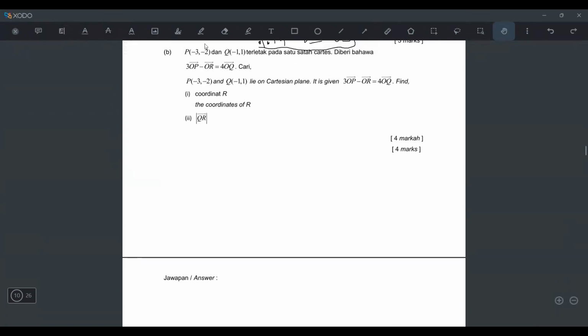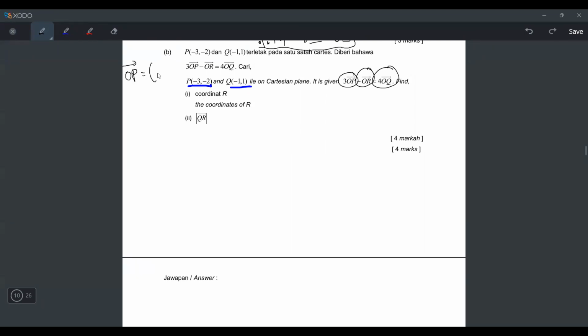Okay, hope you understand. Okay, soalan B. They give you point P and point Q lie on the Cartesian plane, and it is given that 3OP minus OR equals 4OQ, find the coordinates of R. So if they say point P is negative 3, negative 2, you need to know that it means that vector OP is negative 3, negative 2. Okay, and if they say that point Q is negative 1, 1, means OQ is what? Negative 1, 1. Okay, it means negative 1i plus 1j. That's what it means. Okay, because O is the origin.